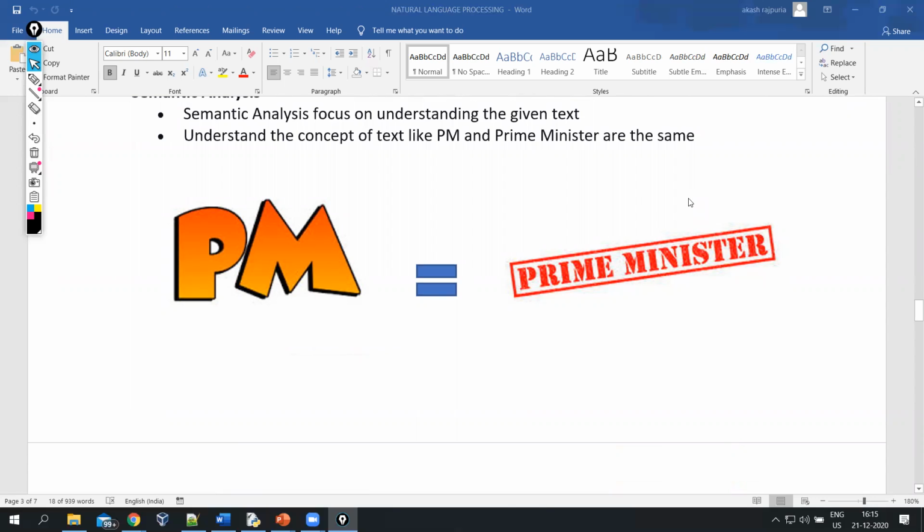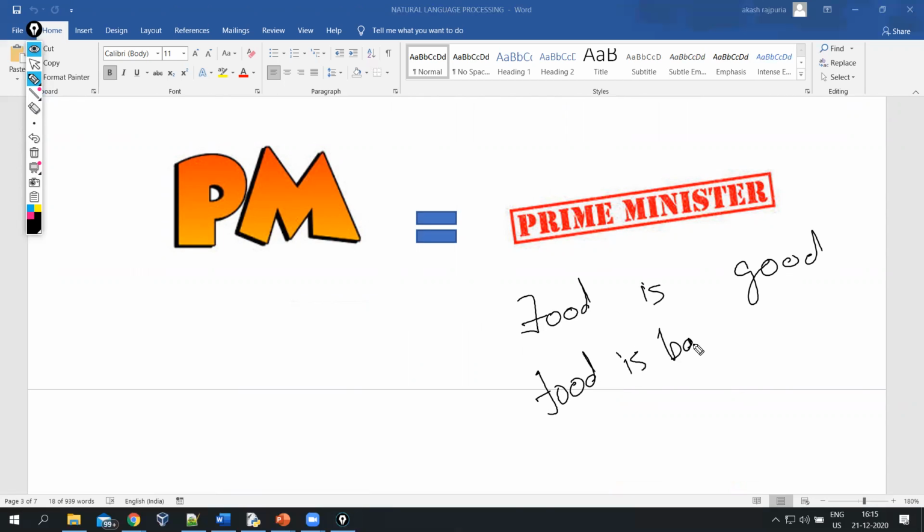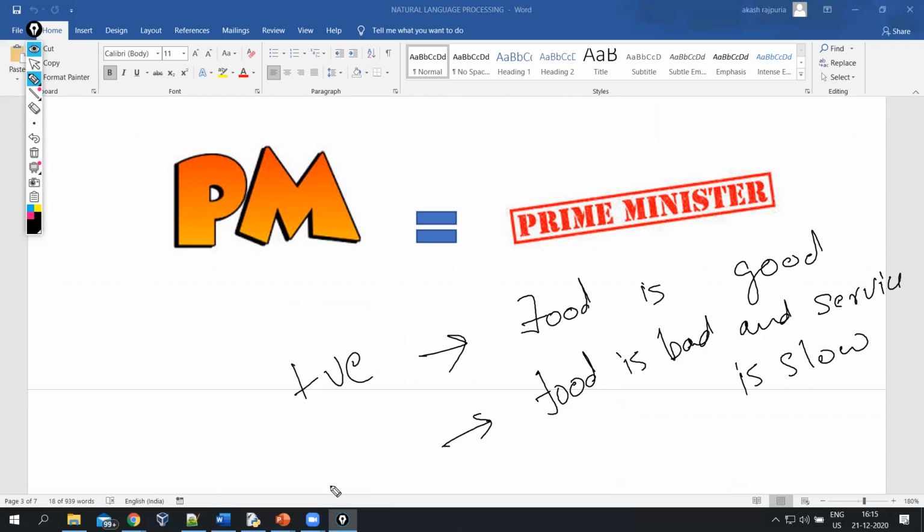In this, I will now explain the problem statement. For example, you have gone to a restaurant, and you liked the food very much, so you have written a review: food is good. But you went with one more friend, and he didn't like the food, and he has written something like food is bad and service is slow. In this way, he has written a complete review, and you have also written a review. Being a human, you can understand this is a positive review and this is a negative review. But to make a machine understand, we are doing this analysis.